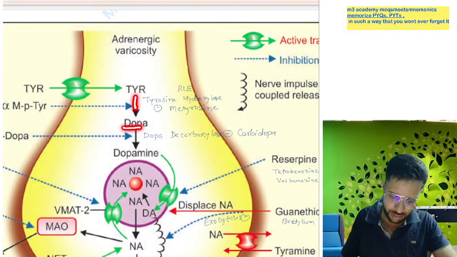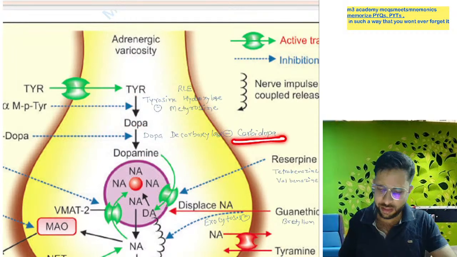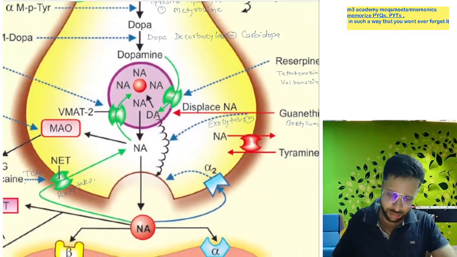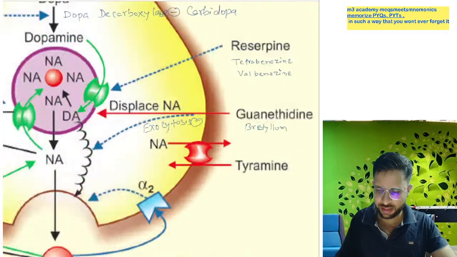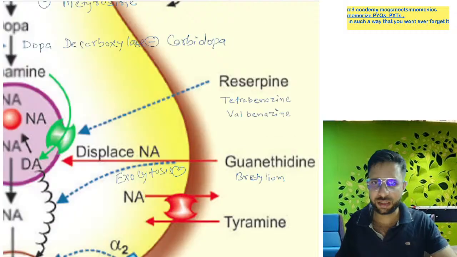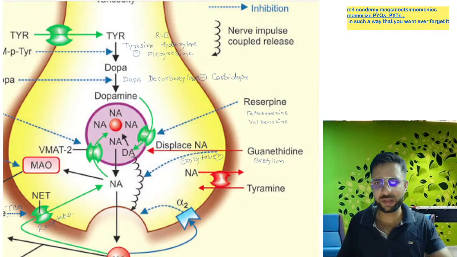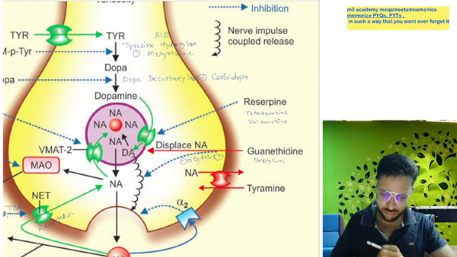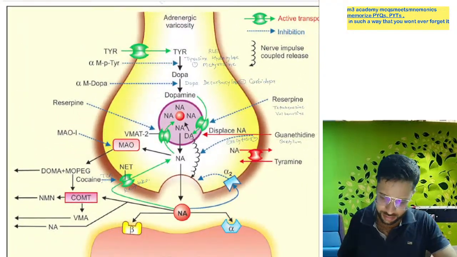Now tyrosine is converted to dopa, dopa is converted to dopamine, and the enzyme is dopa decarboxylase, which is inhibited by carbidopa. Audible? Yes, thank you. Now this dopamine is again taken into the vesicles, and this vesicle uptake is inhibited by reserpine, tetrabenazine, and valbenazine. Reserpine inhibits the vesicular uptake. Now next, this noradrenaline is degraded by MAO, and MAO is inhibited by the MAO inhibitors.